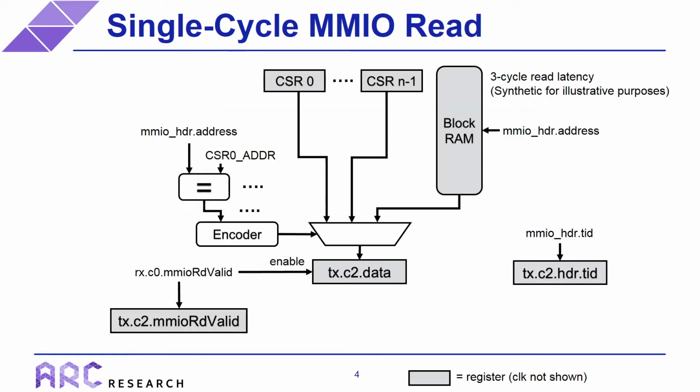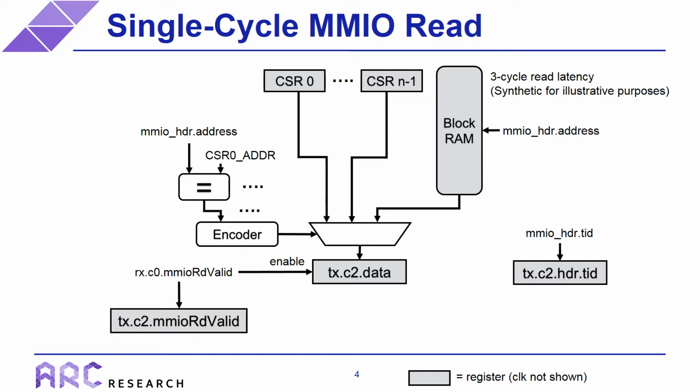This slide here shows how we implemented the single cycle MMIO reads. Basically, we had some number of registers that were memory mapped. Here I'm calling them control status registers, or CSRs. Those went into a MUX to select the appropriate register based off of the address that was being requested. So we had some comparators, we had an encoder that formed the select of that mux. The output of that mux went to a register that provided the data on the transmit port.